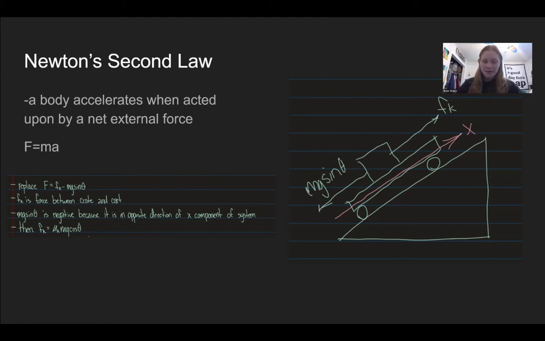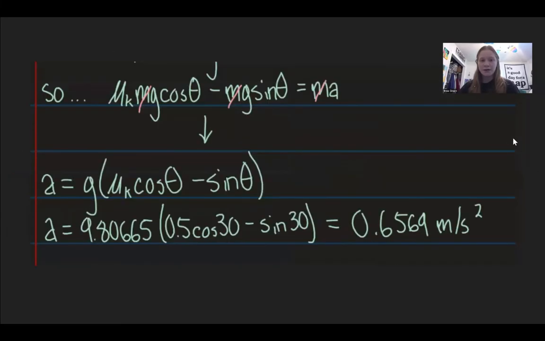From that equation, we can then replace f of k with the coefficient of kinetic friction times mass times gravity times cosine of theta. And then we can plug that back into the first equation to get this equation. And from there, we can get acceleration by itself by dividing the mass to the other side, which cancels out all the masses. And then we can take out g, which leaves us with acceleration is equal to g times the quantity coefficient of kinetic friction times cosine of theta minus sine of theta.